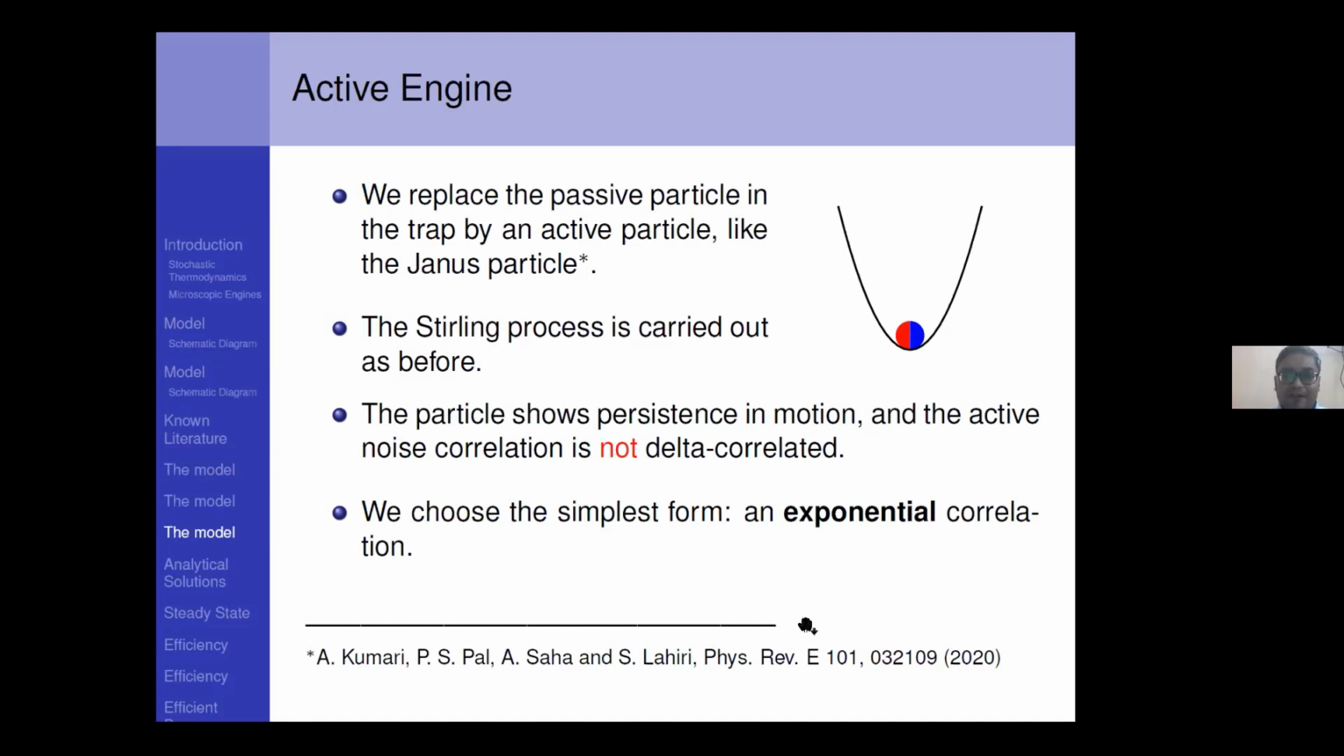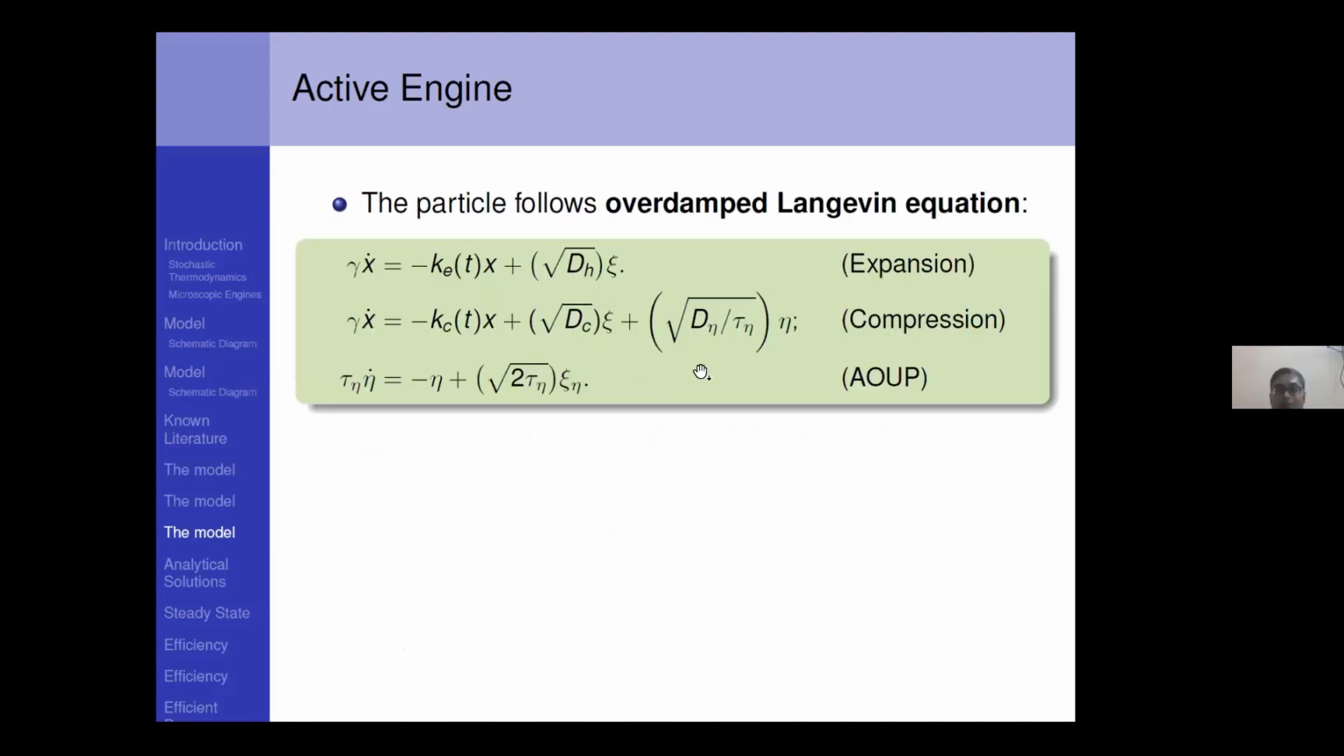Okay, these are the equations of motion that are describing our particle. This term, minus k times x, is the force generated by a harmonic trap. And the other thing is the thermal noise. So what we are assuming here, purely for analytical convenience, is that there is no activity in the expansion process.